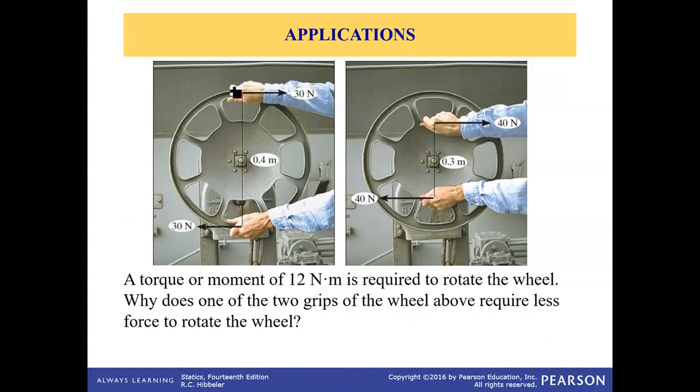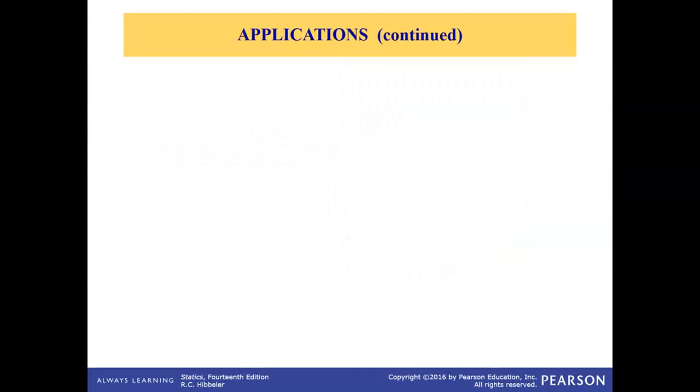In this wheel, force F is applied by both hands. This hand pulls the wheel and this hand pushes the wheel. So this is 30 Newton, and the perpendicular distance between the two forces is 0.4. So the couple moment is the multiplication of 30 times 0.4, and that's the couple moment that is being applied here.